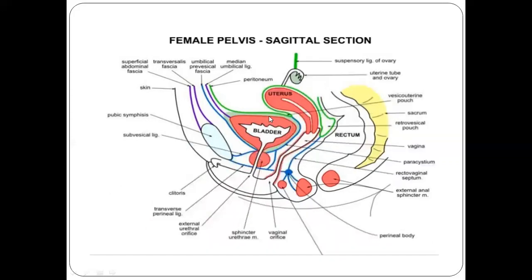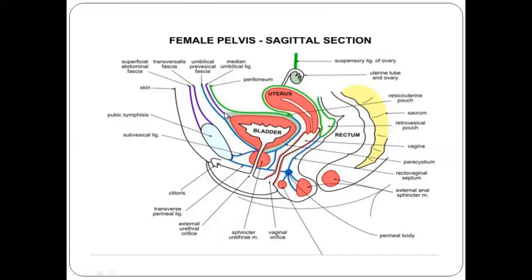In the female, this is the uterovesical pouch. So this is the vesico-uterine pouch, and this is the recto-uterine pouch. This is very, very important. It collects inflammatory fluid in the female. So this is how the peritoneum covers the superior surface of the bladder in the female.